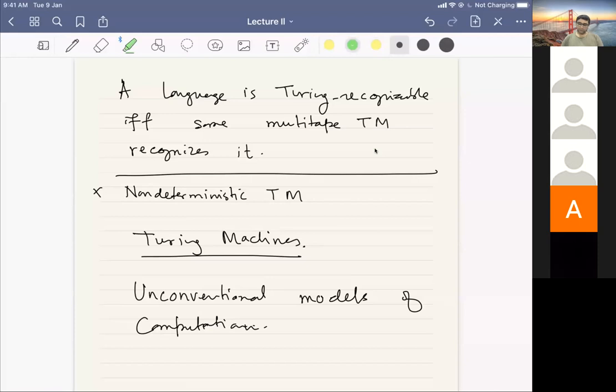There's an interesting question. Is there any research going on a machine which has more power than a TM? It's a very controversial question, actually. Controversial because there is some research on some unconventional models of computation. And one of the unconventional models of computation is the quantum computer.